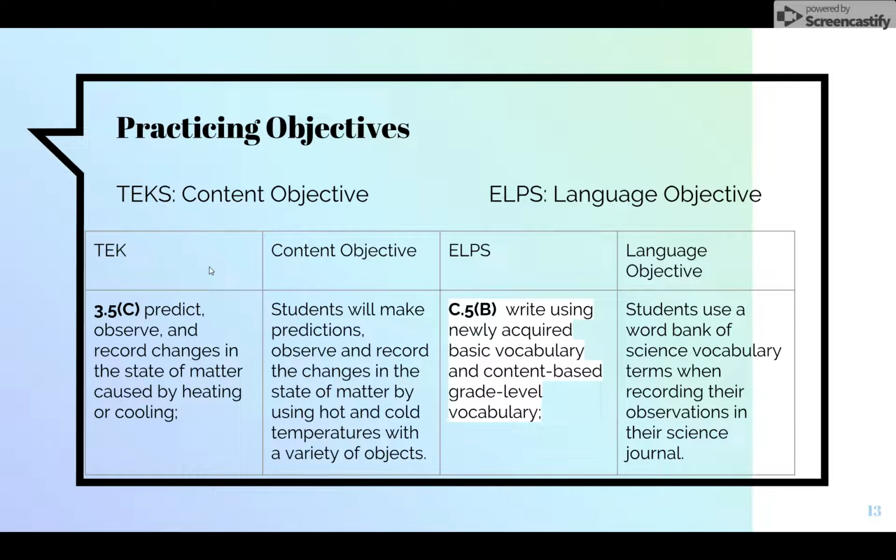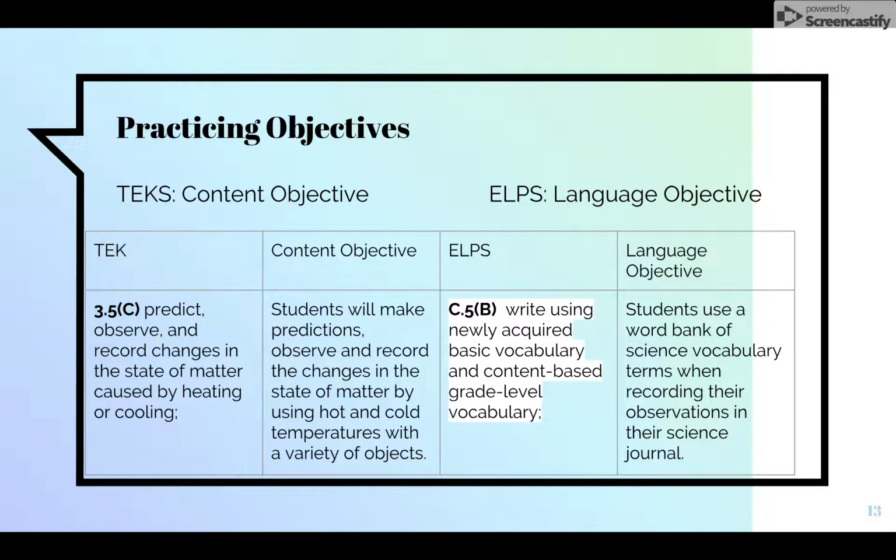Here is another example. We are going to use the TEKS 3.5, which is predict, observe, and record changes in the states of matter caused by heating or cooling. So the content objective would be students will make predictions, observe, and record the changes in the states of matter by using hot and cold temperatures with a variety of objects. So it's kind of like a lab activity.